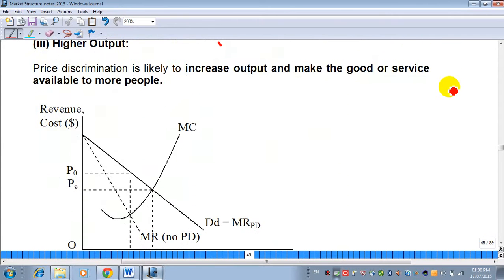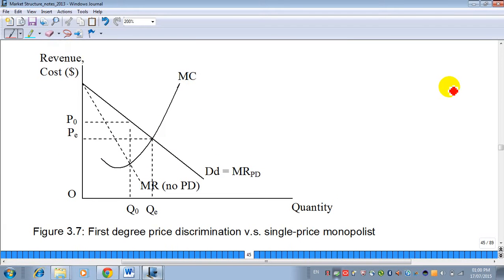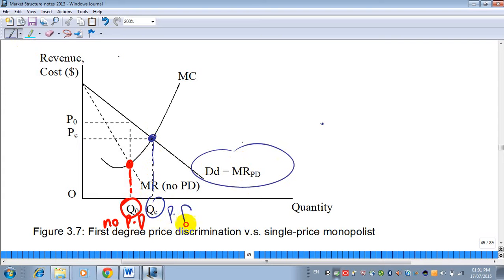Okay, and at the same time, there would be a higher output as well. Just now, if you use the same graph, it's actually the same graph as the one that we used just now. You will notice, let me go through again, that under no price discrimination, MC equals MR is here, and this would be the quantity under no PD. But with price discrimination, demand curve equals MR curve, and this will be the point of profit maximization, and this will be the quantity under PD.